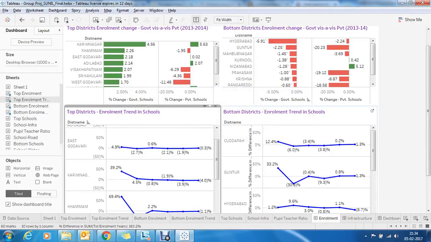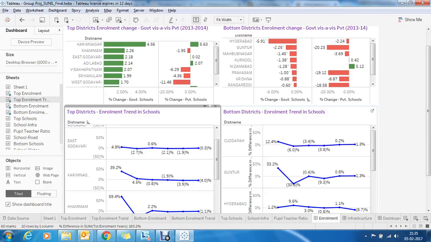Good evening, everyone. In this video, we will be walking you through two dashboards that we have built using the DISE dataset, that is the District Information System for Education dataset. In these visualizations, we as a group try to explore factors which are relevant to the current Indian education system, that is enrollment in government schools and infrastructure in government schools.